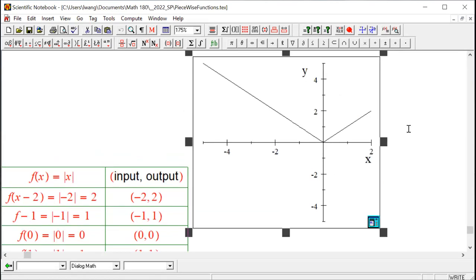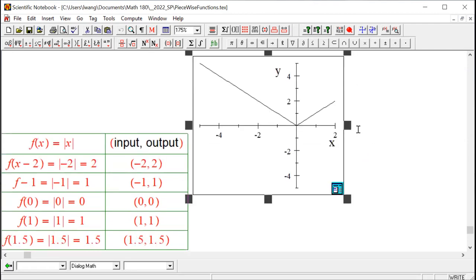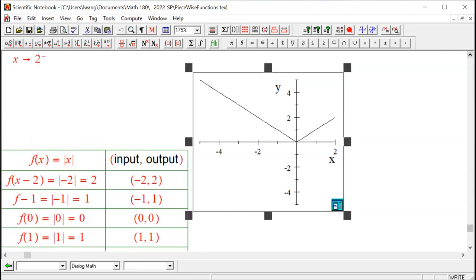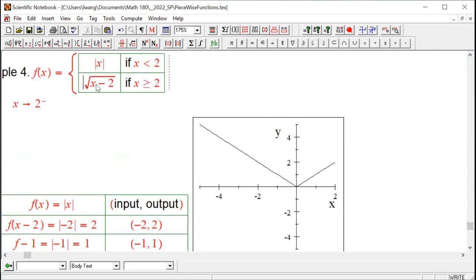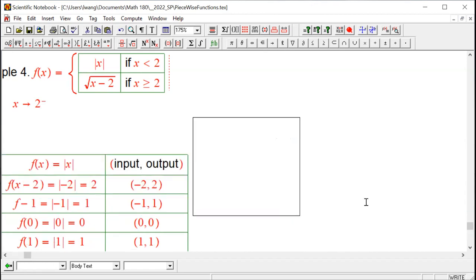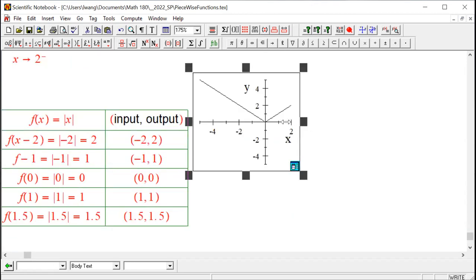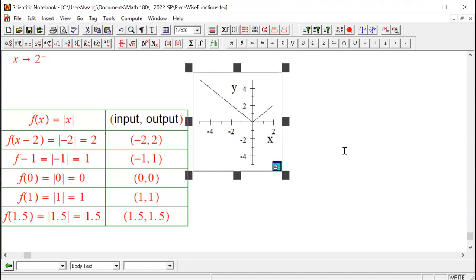How about beyond 2? Beyond 2 is going to be the different rule. It's going to be the other rule. It's square root of x minus 2. And at 2, the output is going to be 0. So on this piece, that scale is about similar.